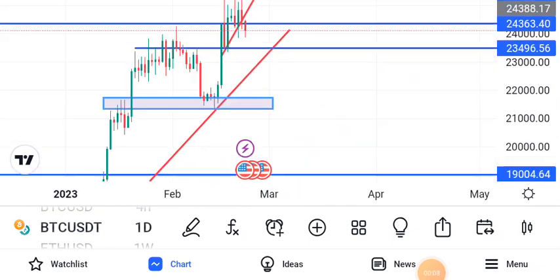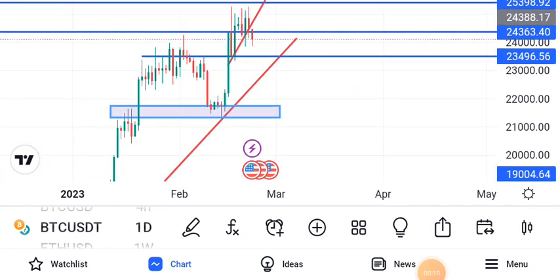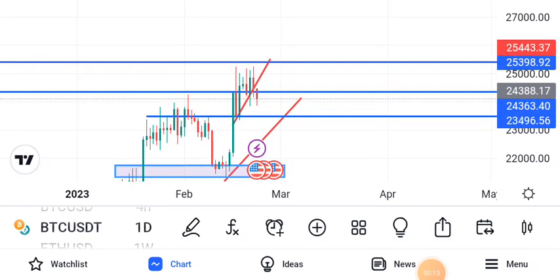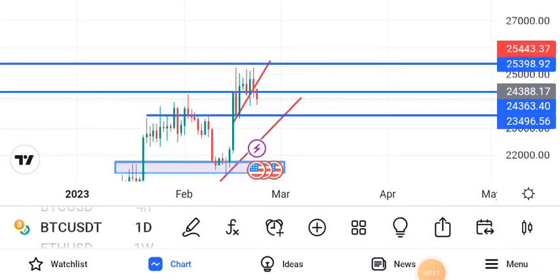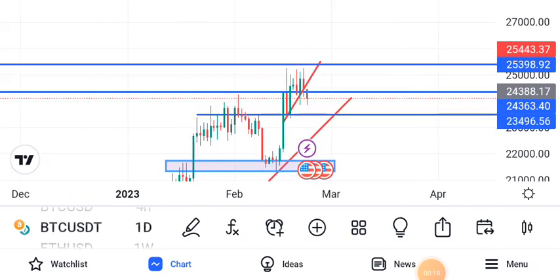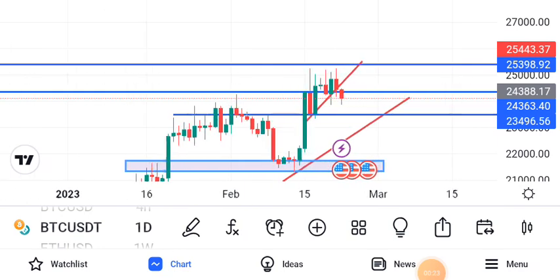This is my setup on BTCUSDT. So this is my outlook on BTCUSDT. For those who are trading BTCUSDT, I've already analyzed this pair and I'm sharing it out.